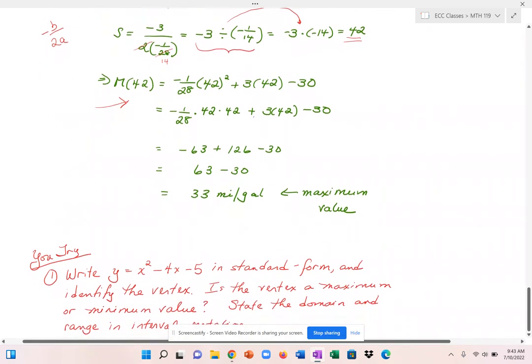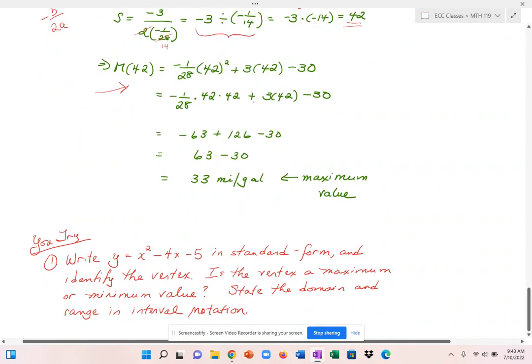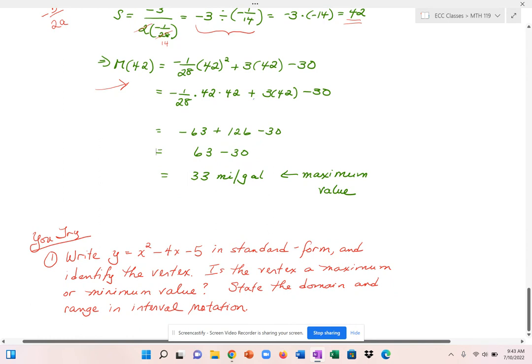Okay, so here's a problem for you to try. You're asked to write the equation y equal to x squared minus 4x minus 5 in standard form. Identify the vertex. Is the vertex a maximum or a minimum value? And then state the domain and range using interval notation. So that's something you can try using what was taught in this lesson. Good luck.